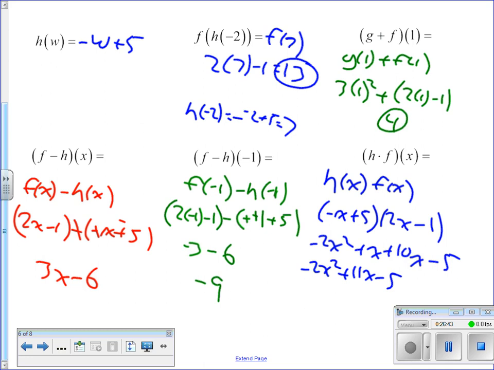Yes? So the f minus h of x and f minus h of negative 1.